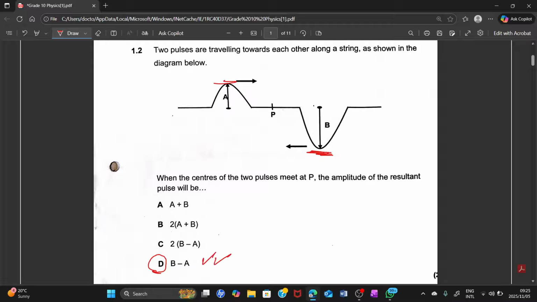But if the pulses were like this, what were you going to do, class? If this is A and B, you were going to add A and B. So the answer was going to be A plus B. This time around, they're in opposite directions. That's why we say the bigger one minus the smaller one. All right, let's go to the next question.